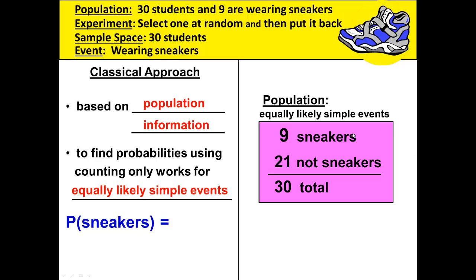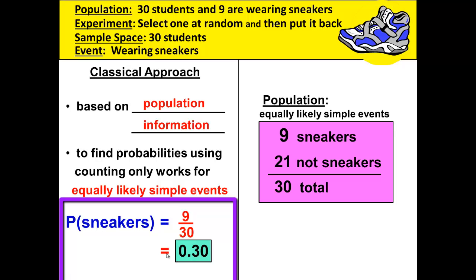By making this table or chart, I have taken the information and put it in a way that I understand it. So what is the probability of selecting someone with sneakers? Well, it would be the 9 with sneakers out of the total of 30. 9 out of 30, or 0.30. This is called the true probability.